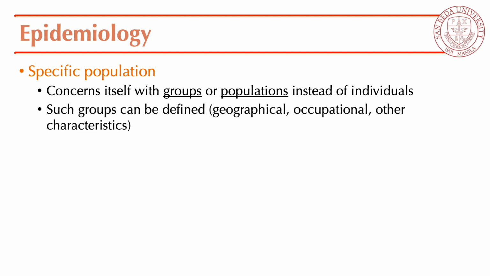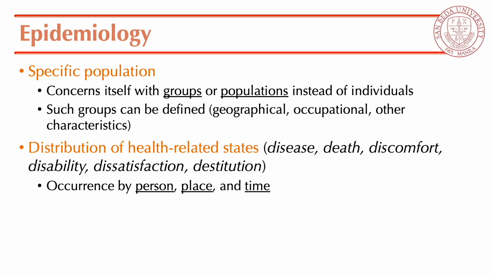Notice that we use the term specific population. In epidemiology, we have to define specifically what the group of interest is, and this is frequently in terms of their geographical, occupational, and other pertinent characteristics, depending on the public health concern being investigated. The distribution of disease in the population is also of utmost interest in epidemiology. And by this distribution, it means we want to know its occurrence in terms of person, place, and time.